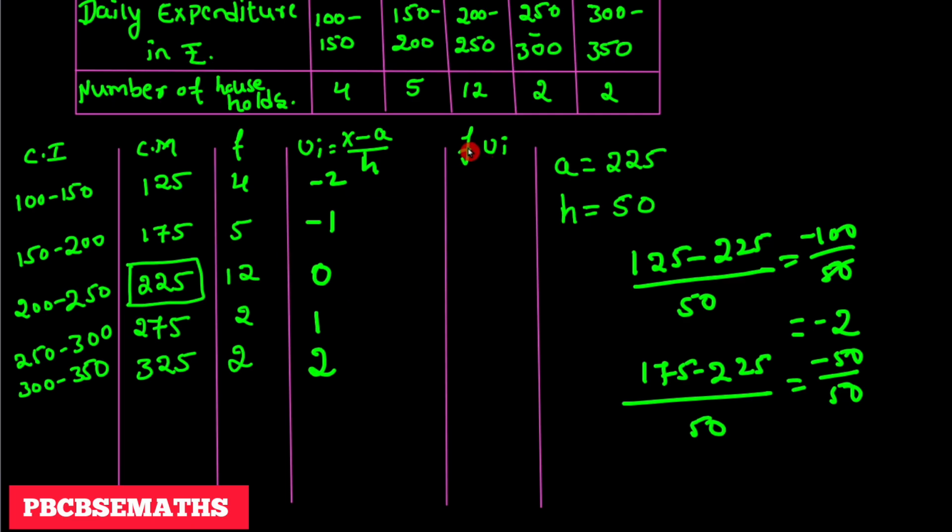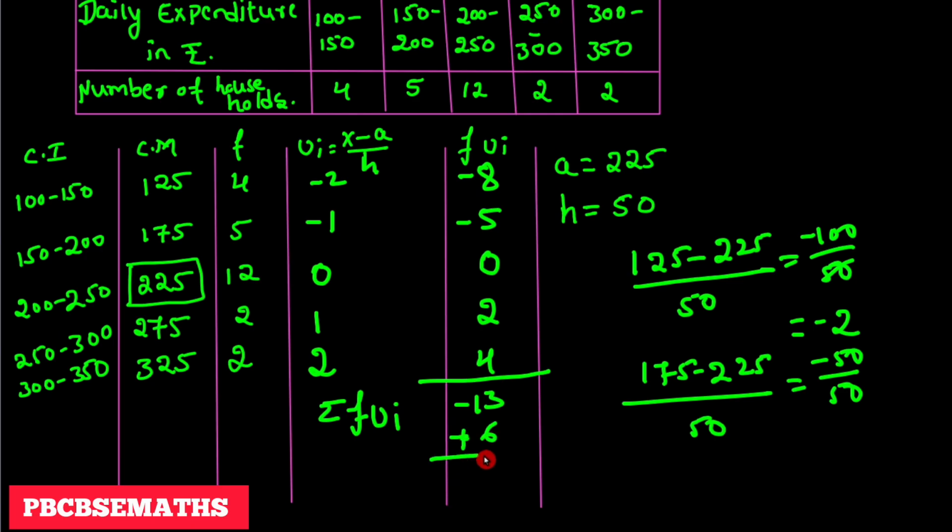Now we need to find the product of this frequency and this u_i. 4 into minus 2 gives us minus 8. 5 into minus 1 gives us minus 5. 12 into 0 gives us 0. 2 ones are 2. Then 2 twos are 4. After this, we need to find the summation of the product of frequency and u_i. Minus 8 minus 5 gives us minus 13. 4 plus 2 gives us plus 6. So summation of f_i u_i is minus 7.